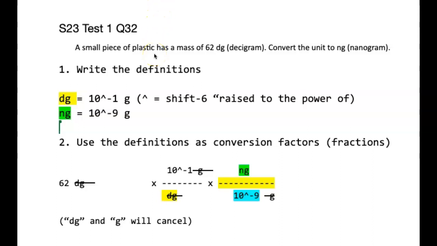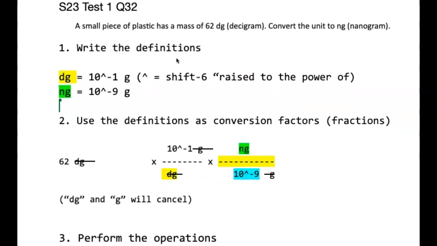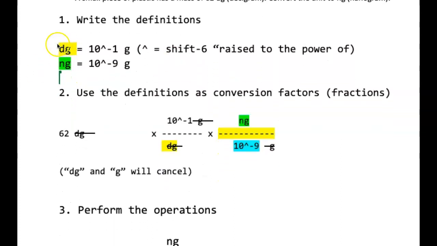Hello everyone, I'm going over test 1, question 32. A small piece of plastic has a mass of 62 decigram. Convert the unit to nanogram. First, we write the definitions, which is decigram is equal to 10 to the minus 1 gram. Nanogram is equal to 10 to the minus 9 gram.